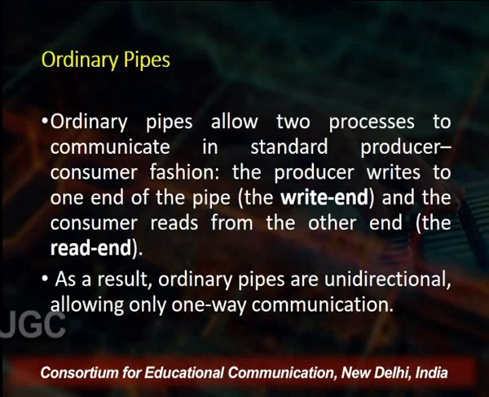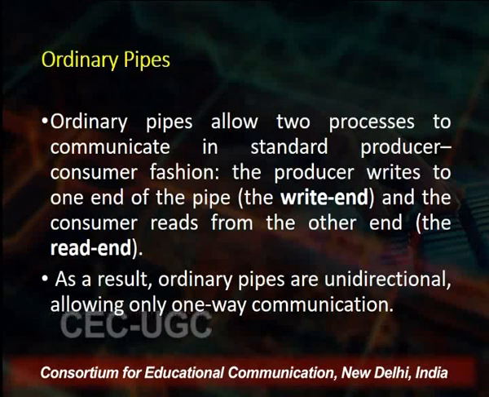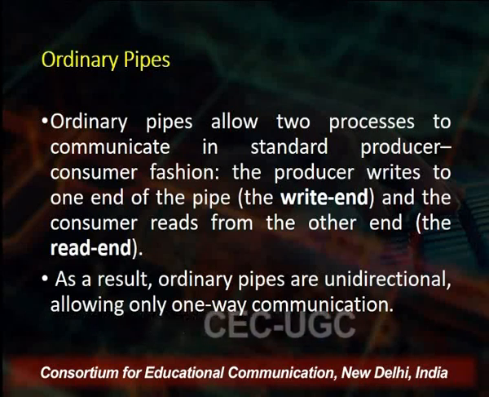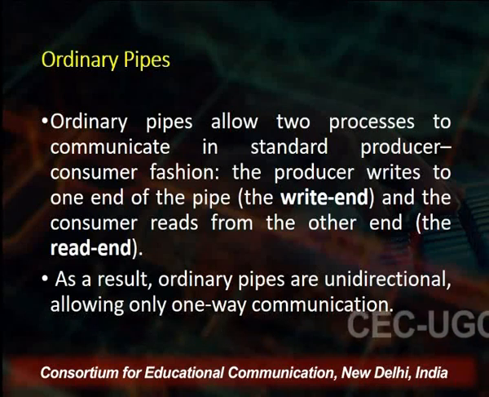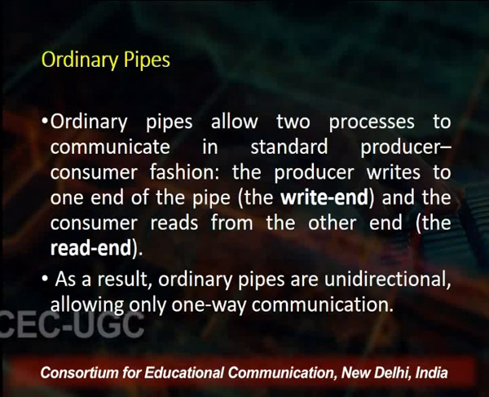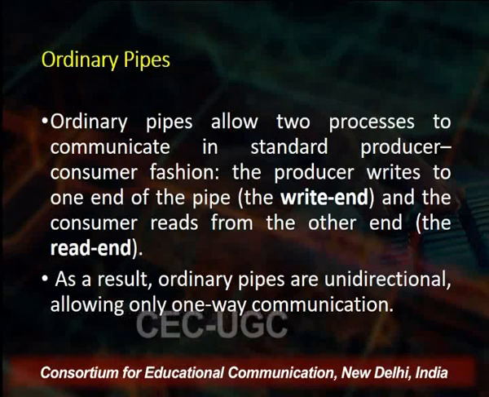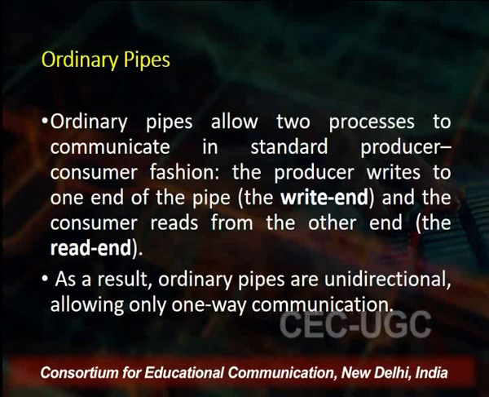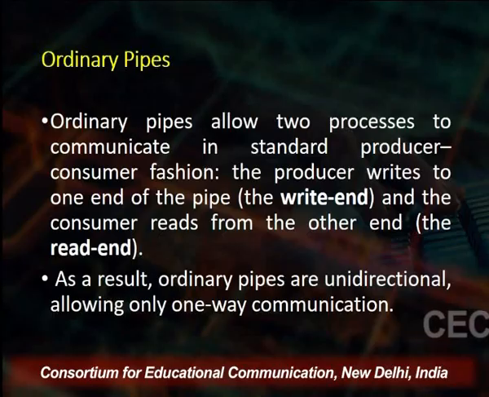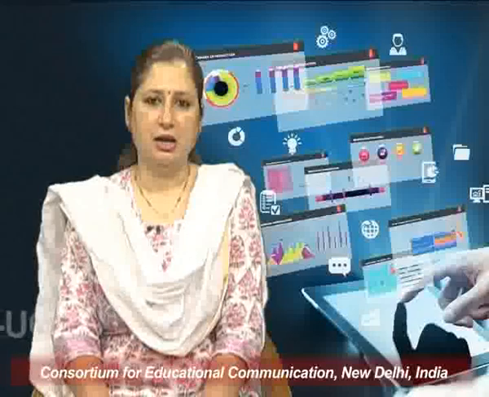Pipes are also of three types, basically. Ordinary pipes allow two processes to communicate in a standard producer-consumer fashion. Producer-consumer means that the producer will write to one end of the pipe, that is the write end, and the consumer will read from the other end, that is the read end. This makes ordinary pipes unidirectional, that is, only one-way communication is allowed.